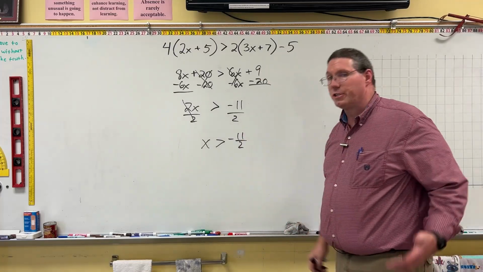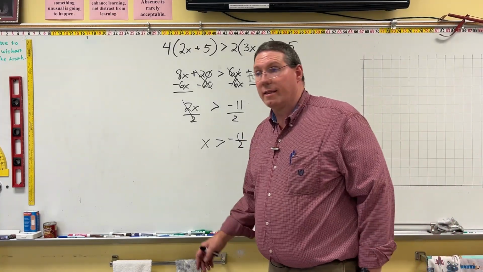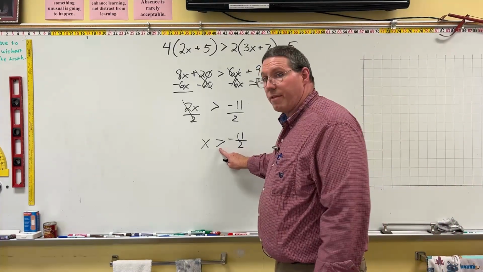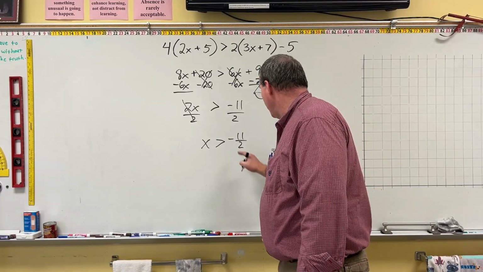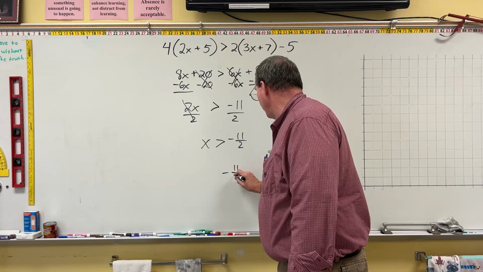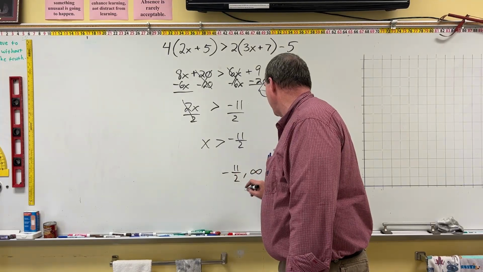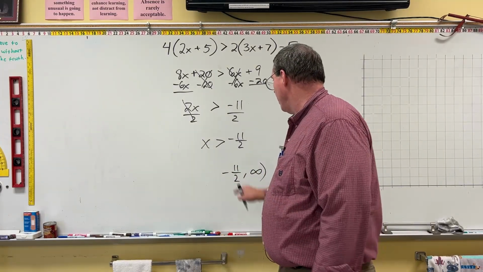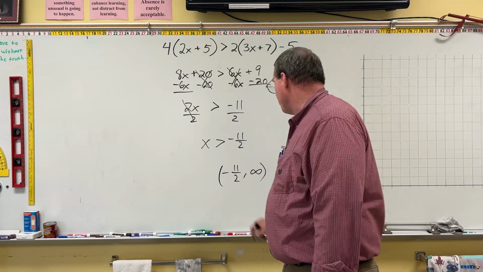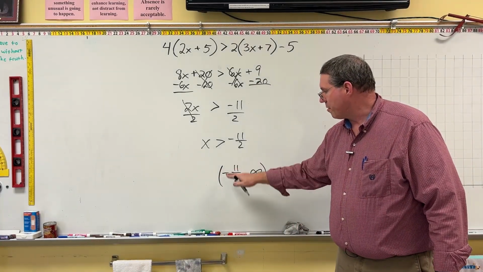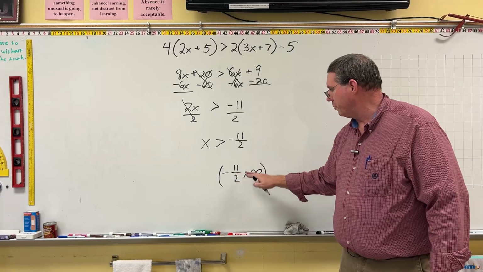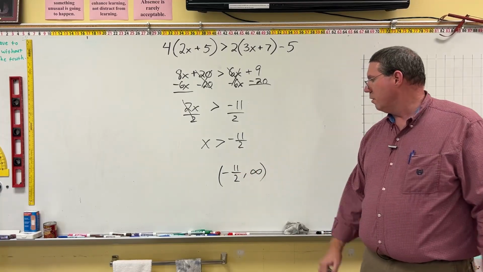Oh, that's a fraction. That's okay, we're going to write it just like that. X is larger than, not equal to, larger than. That includes infinity. So we're going to start with negative 11 over 2, comma, infinity. That gets a parenthesis. This does not say or equal to, so that gets a parenthesis. And so this is our final answer. Parenthesis, negative 11 over 2, comma, infinity, close parenthesis.